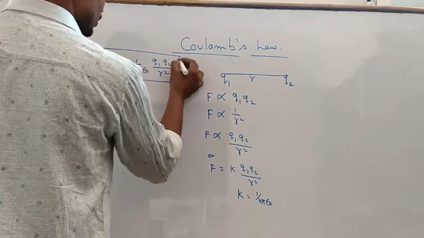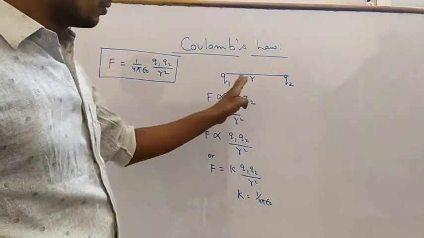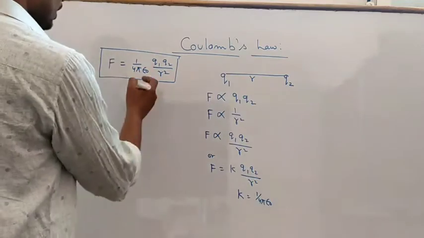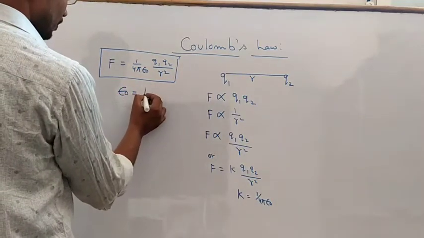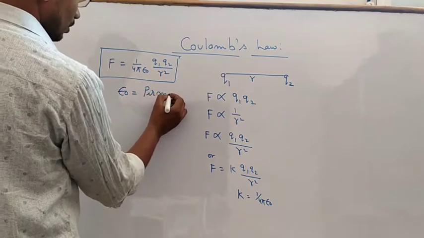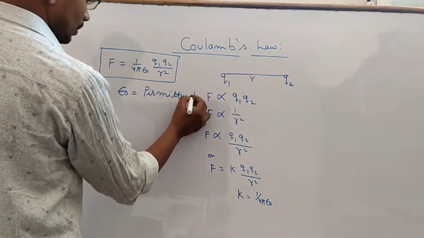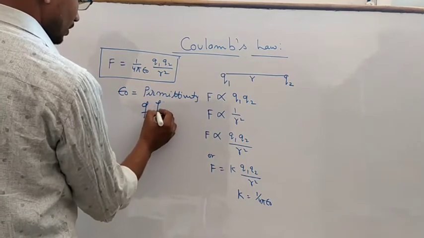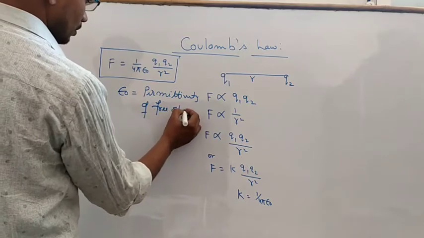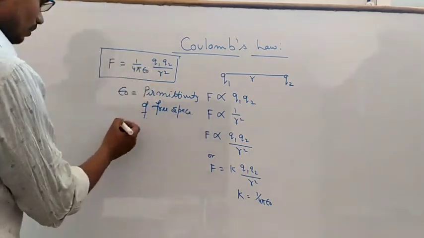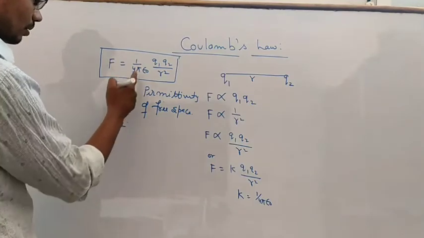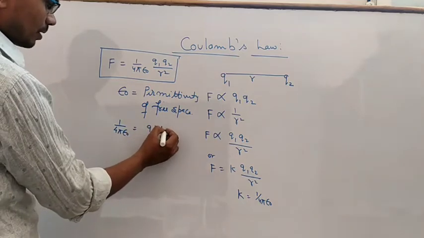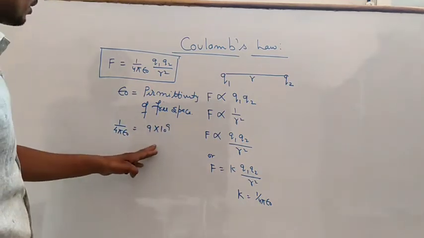This is the formula for calculating the force when two charges are situated in vacuum and separated by distance r, where epsilon naught is the permittivity of free space. Free space means vacuum. And the value of 1 upon 4 pi epsilon naught is 9 into 10 power 9.